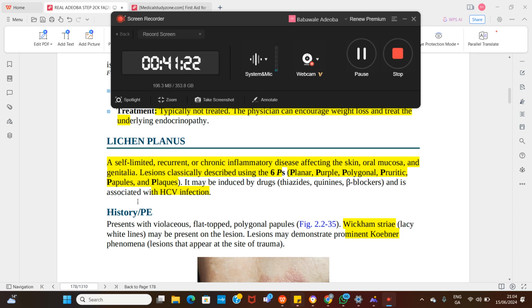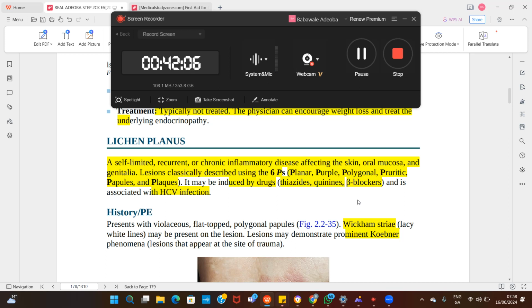So don't forget they can be evoked by use of certain medications. Thiazide, quinine, beta blockers, ACE inhibitors. As I was saying, we should not forget the P's: the planar nature, because it has a flat top, the color is purplish, it's polygonal in shape, it's pruritic, and they are papulosquamous. That means they are made up of plaques and papules, right? We shouldn't forget the inducing drugs, which include the thiazide, the ACE inhibitors, the quinines, hydroxychloroquine, beta blockers.